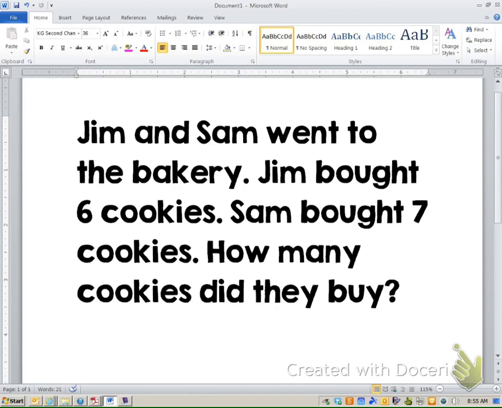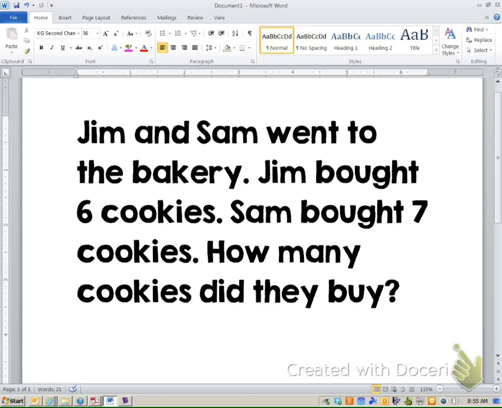Jim and Sam went to the bakery. So imagine that you have a friend named Jim and Sam and that they went to a bakery. Jim bought 6 cookies. So imagine that Jim goes to the bakery and he buys 6 cookies. And then Sam bought 7 cookies. So Jim just got 6 cookies, and here comes Sam, and he's got 7. How many cookies did they buy?